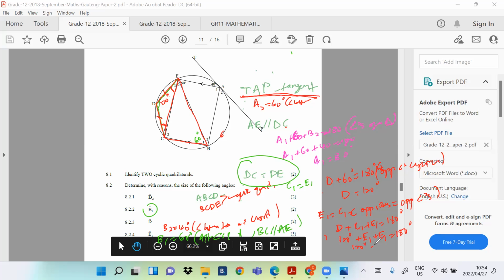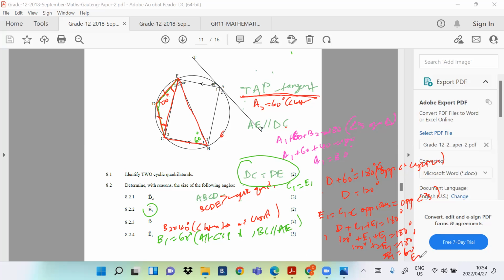That means we have 120 plus 2 E1, which is 180 degrees. We take 120 to that side, that means 2 E1 is 60 degrees. Therefore, E1 becomes 30 degrees. Right, so that's that. Then let's move on and see what else is here.